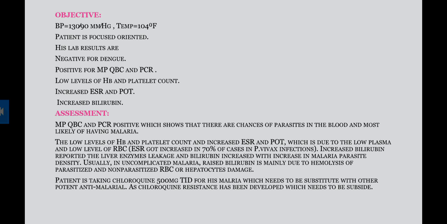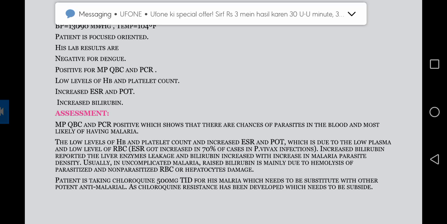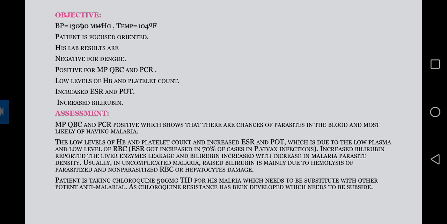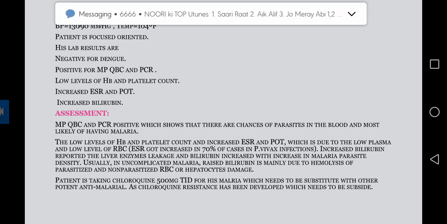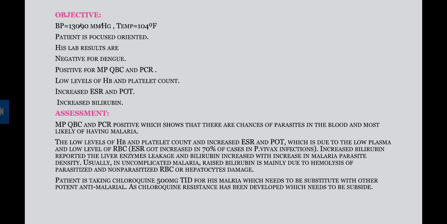Our objective: BP he has is 130 by 90 mm Hg. Temperature is 104 degrees Fahrenheit, which is very high. Patient is focused, oriented. However, his physical appearance is good. He is well oriented. His lab results are negative for dengue, positive for MPQPC test and PCR, low levels of HB and platelet count, increased ESR and SGPT, increased bilirubin.